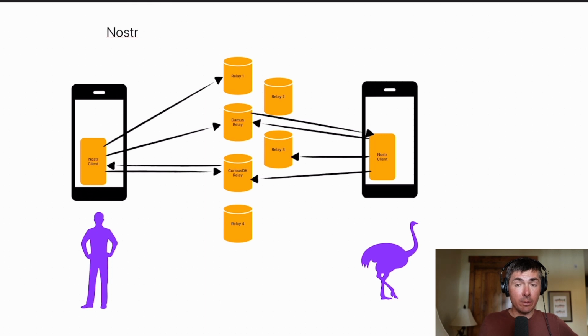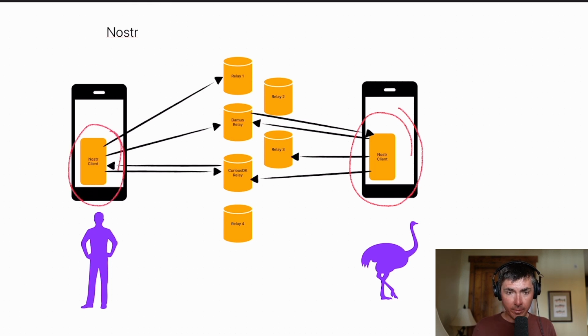Now, Nostr doesn't require it. The protocol or handshake of Nostr doesn't require that relays talk to each other. The relays could choose to pull in stuff that was not directly published to them. And the reason for that being that they want to have a more complete picture to serve their users better. So you can see that in the case of the ostrich who's using a Nostr client, if they want to see the messages written by the purple person on the left, you can see that the purple person on the left has written to Curious DK relay, to Damus relay, and relay 1. You can see that the ostrich over here on the right is reading from the Damus relay.